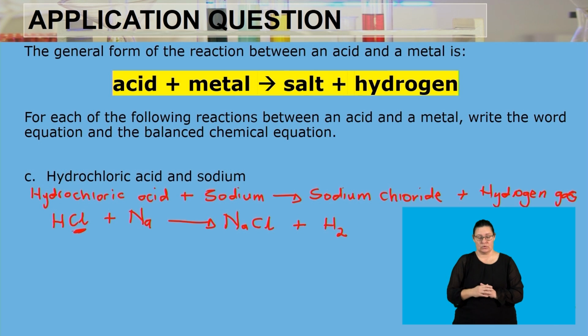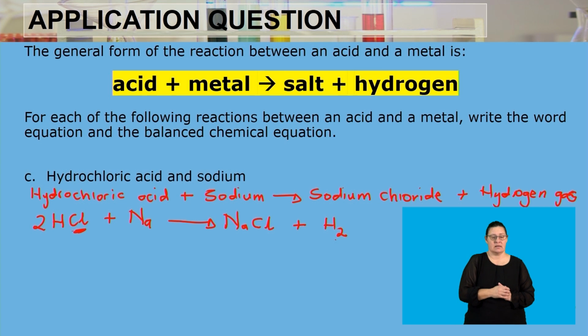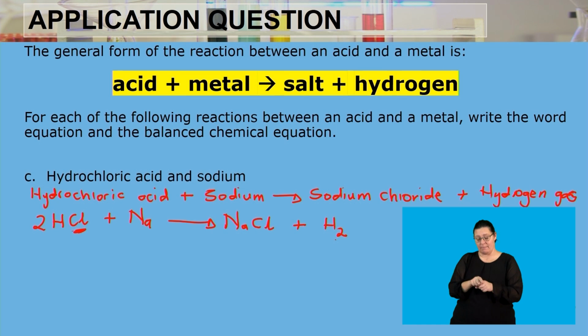Now notice that on the left hand side we have one hydrogen atom, but on the right hand side there's two hydrogen atoms. So therefore that needs to be balanced. Because we have two and we have one, if I just put a 2 there, that 2 tells me that in that HCl I now have 2 molecules of hydrochloric acid, which means there's going to be 2 hydrogen atoms and 2 chlorine atoms.